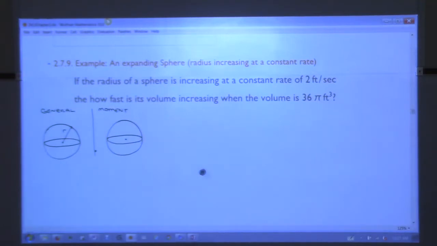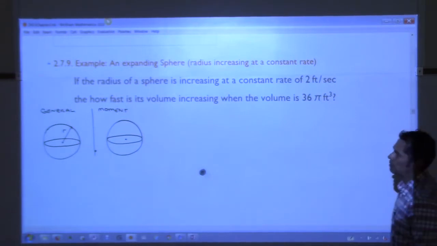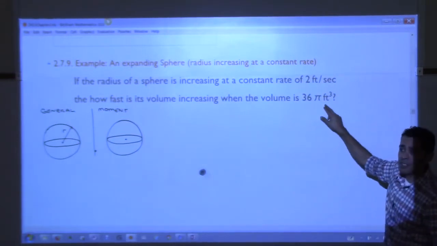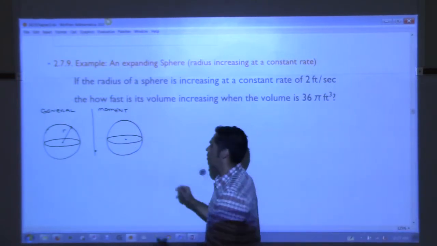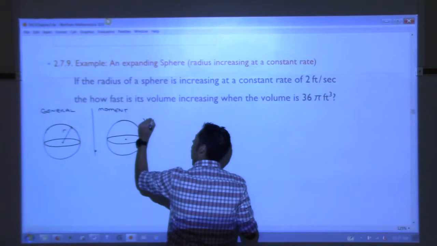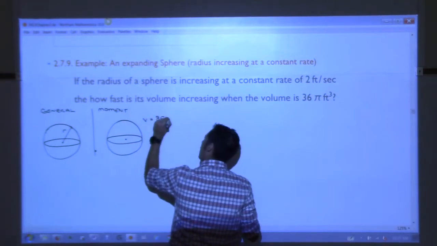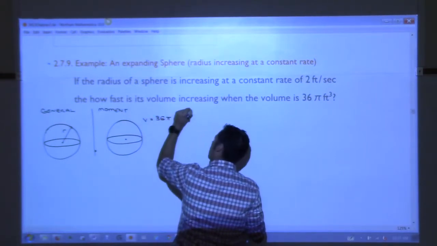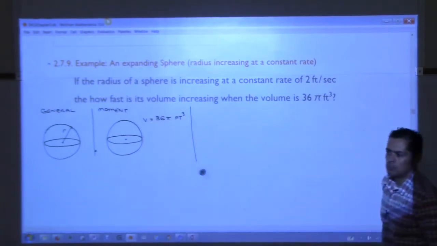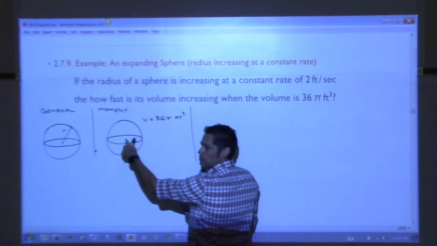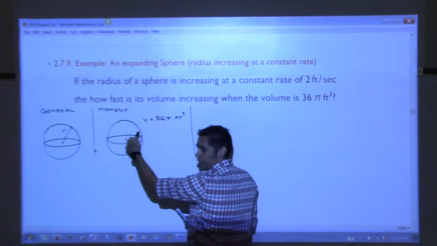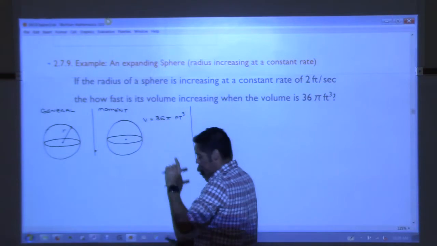This is tricky. It's a little different than the last problem. The volume is 36 pi cubic feet. That's all I know about this moment in time. I don't know the radius, do I? What I know is that at this moment, the volume is 36 pi cubic feet. Okay? That's what I know. You okay with that? But tell me, is this radius fixed right here? Yes. In this moment in time, this radius is fixed. I just don't quite know what it is yet. I'm going to have to work it out.